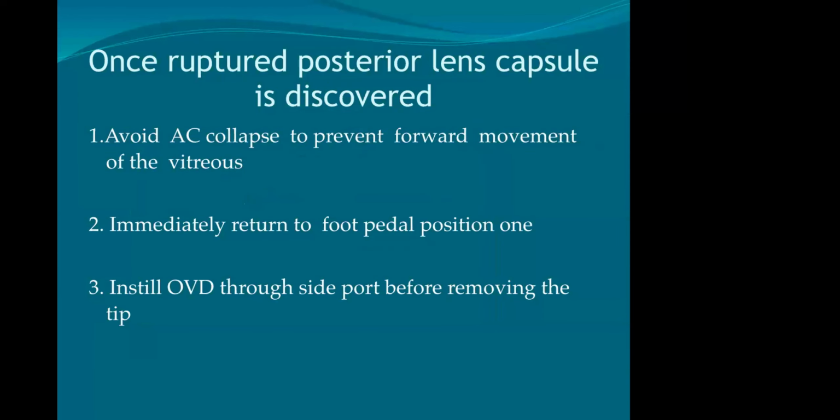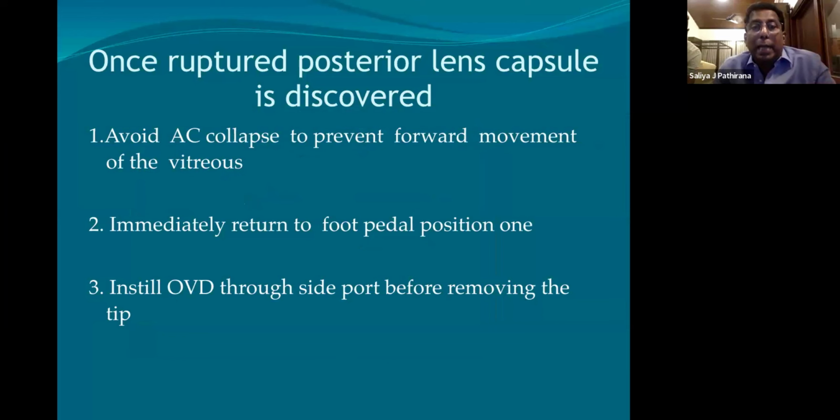So if you suddenly realize that there is a posterior capsular rupture, you have to avoid AC collapse. Number one is to prevent AC collapse, because if you take the probe out, the AC will collapse and the vitreous will get pushed forward. So the capsular rupture will become enlarged. So number one, don't remove your tip. Keep the foot pedal in position one and keep the irrigation going. Take the OVD into your left hand, or whatever the non-dominant hand, and inject that OVD through the side port while slowly reducing the inflow from the tip.